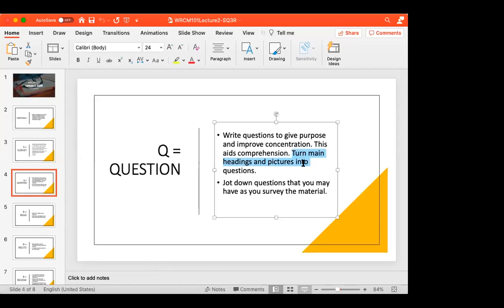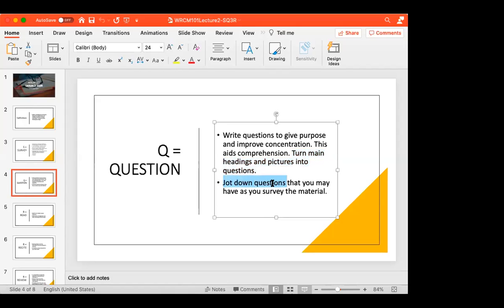Similarly, you can turn main headings and pictures into questions as well. Questions can be like this. Why does this happen? How does this happen? What is the purpose? Or where is it happening? What is the context of this information? For whom has this information been written? For whom has this article been written? You know, questions of this kind. They are general questions. They apply to all kinds of readings.